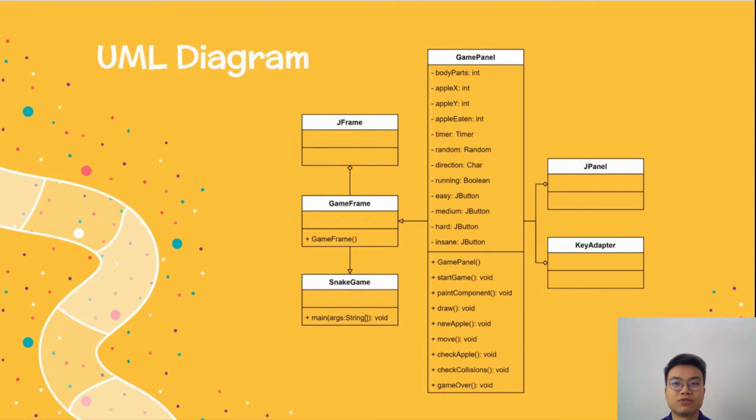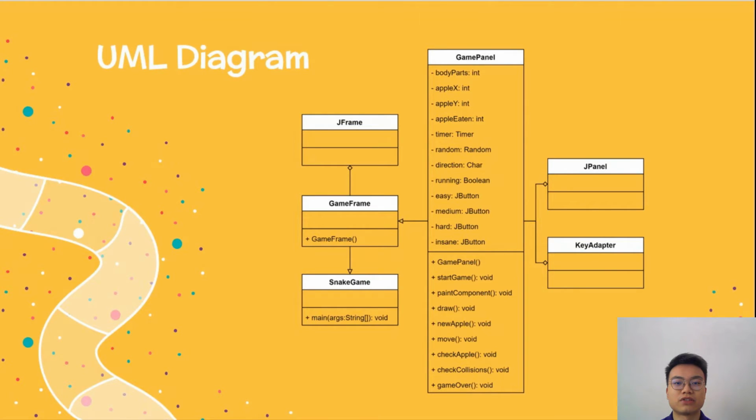apples eaten. We use timer class from the javax.swing package to trigger the start and stop of the game. We also use random class from the java.util package to generate random position for our apples. Next, char type direction is used to indicate the moving directions of our snake. And finally, we have the JButton class to create buttons for our 4 game levels, which are easy, medium, hard, and also insane.